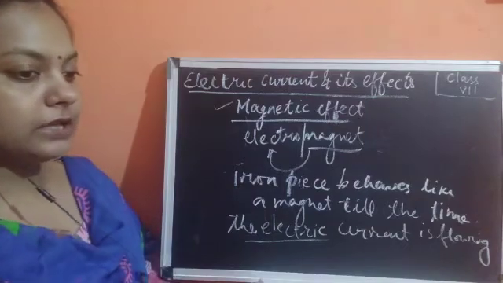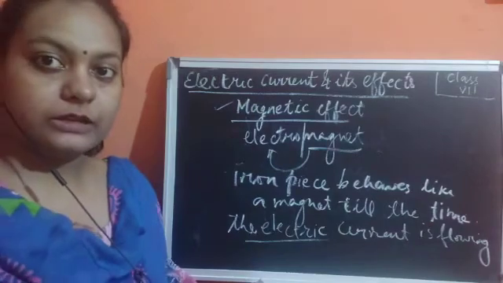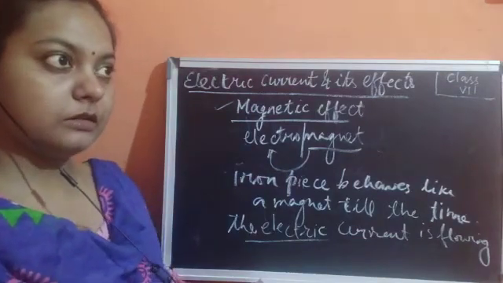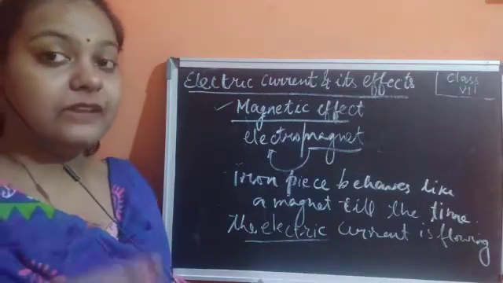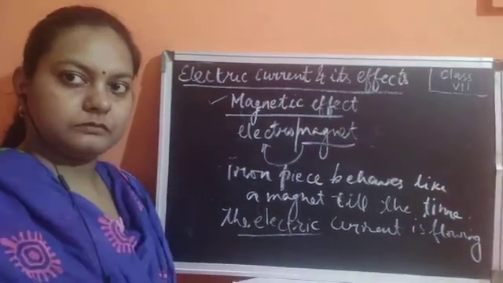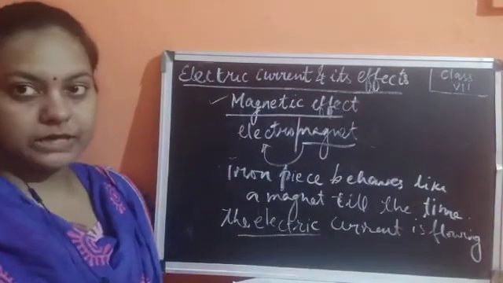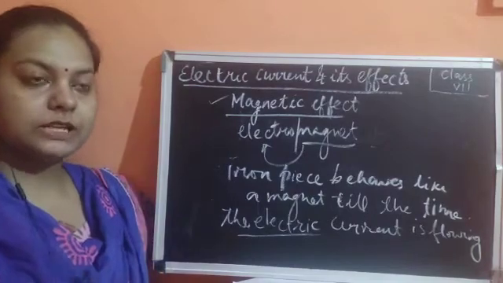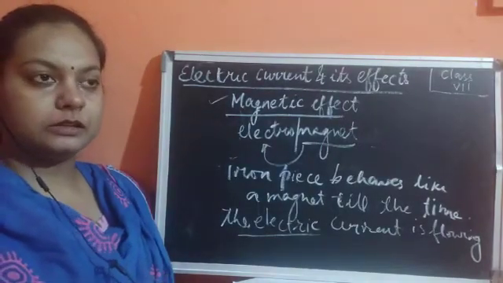So the electric current is flowing in the electromagnet, or we could say that the iron object is behaving like a magnet till the time the electricity is flowing in it. So this behaves like a magnet till the time electric current is flowing. This electromagnet has a very important role in different areas.